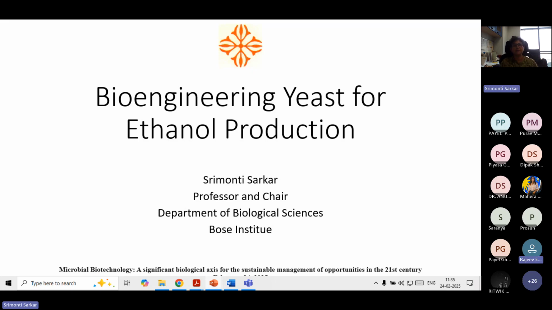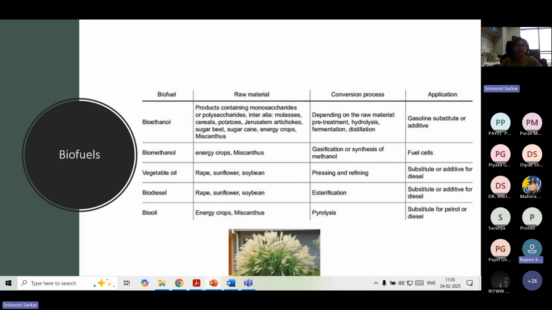Bioethanol, or ethanol produced by yeast, has many, many applications. Besides there being a huge market for consumption of ethanol as a beverage, ethanol is also used in industry as a solvent. And like I said, ethanol is now being used for blending into fossil fuels. So I wanted to start off by not just talking about ethanol, but biofuels in general.